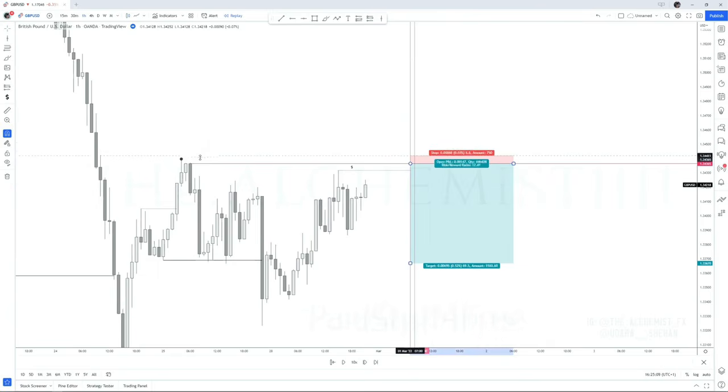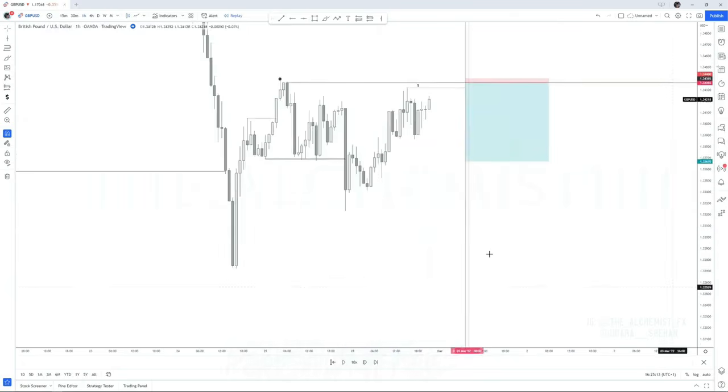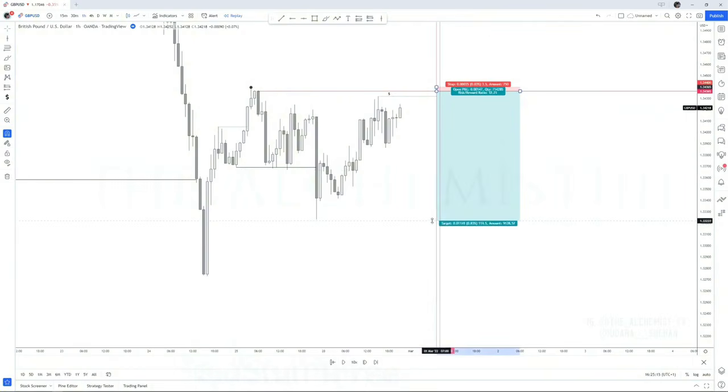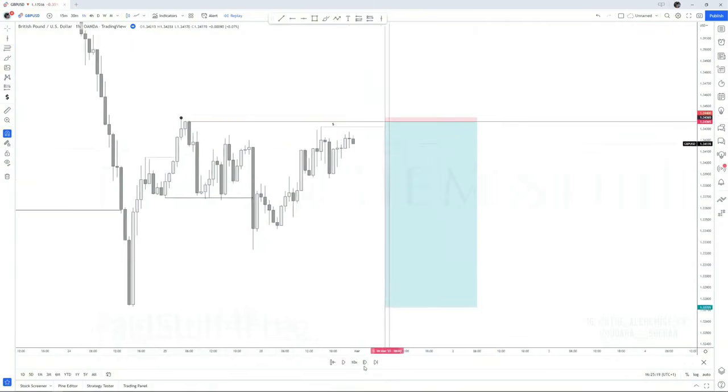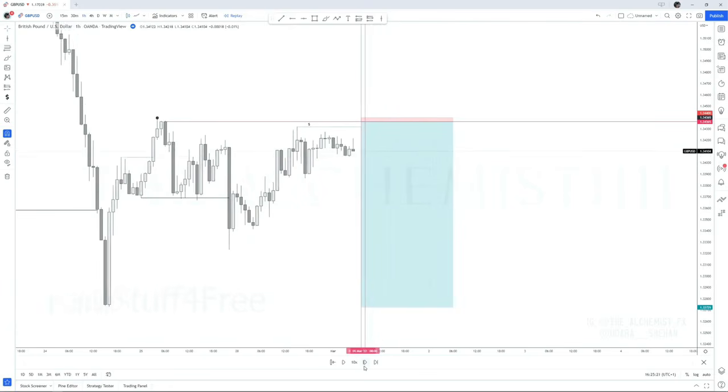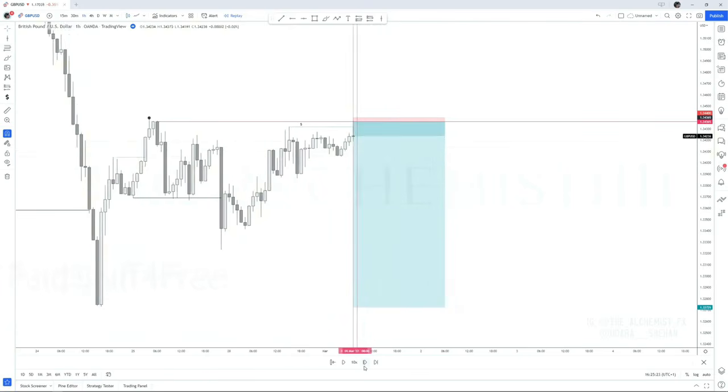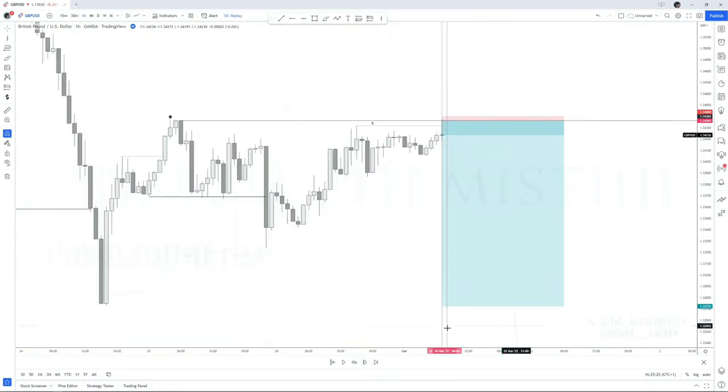Stop loss above the strong high. See that? 3.7 pips. And then we will be targeting external range liquidity. Okay, external range liquidity. I'll show you about this. So what happens? Not yet. There we go. Time is good. There it goes. Right at 7 a.m.